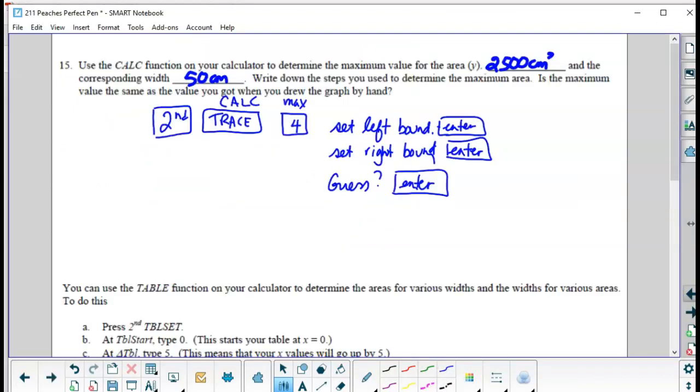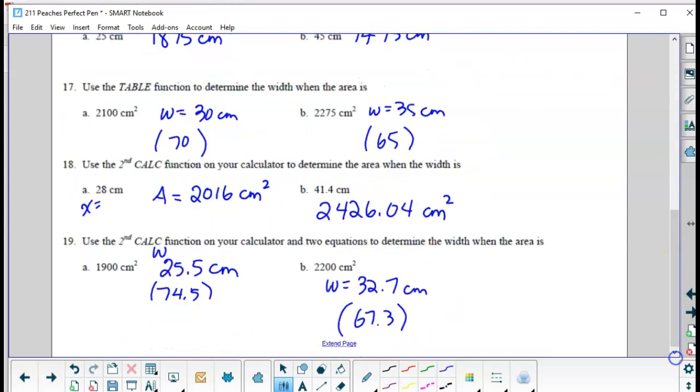That's it. So we've learned some features of a quadratic and how to use our calculator. We're done.